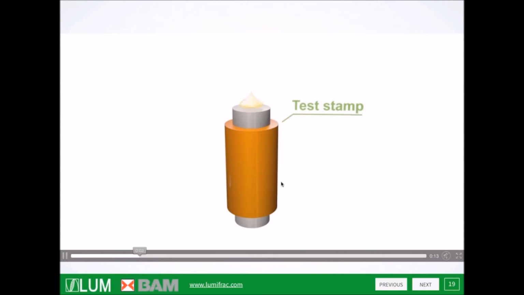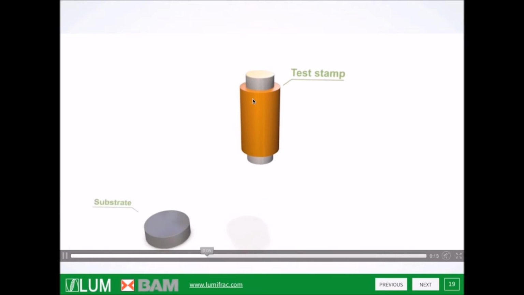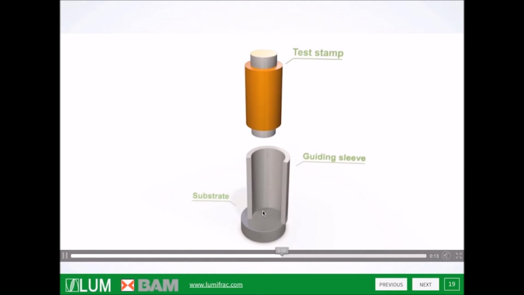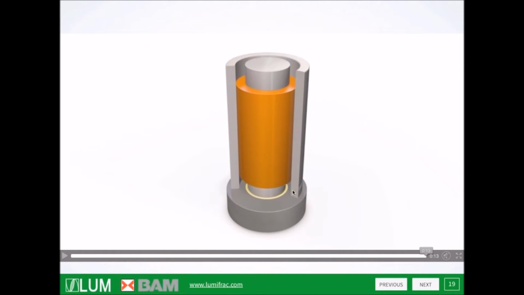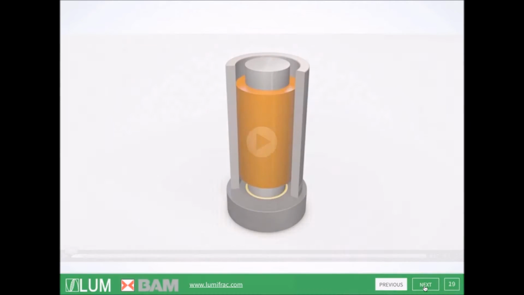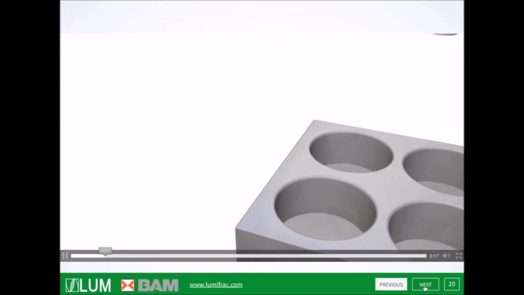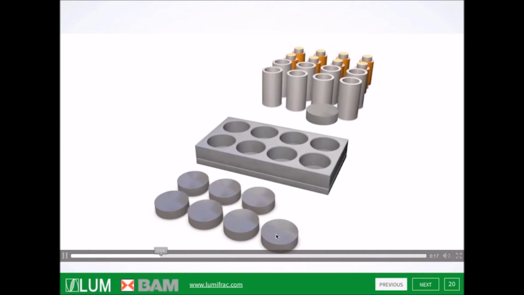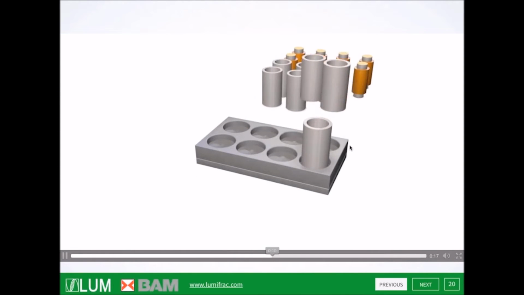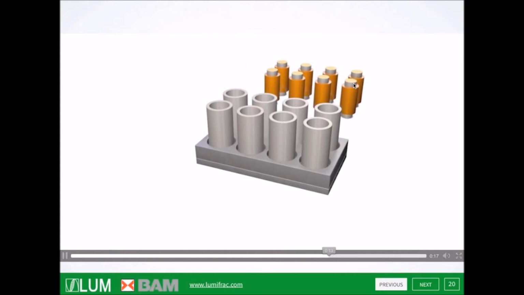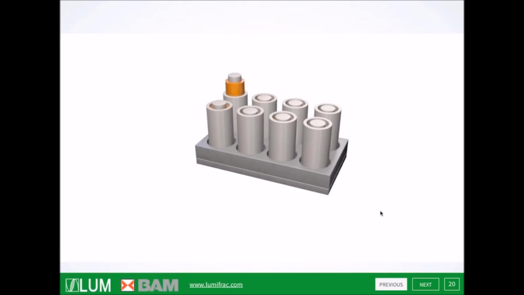So here's the animation. We have the test stem, and you put on a specific amount of adhesive. You take the substrate, you put the sleeve on the substrate, and then you just slide in the test stem with the glue, and everything is finished and you have prepared your sample. If you have several samples, then you can use the centering tool. You put in the 8 substrates, then you put on the sleeves, and finally you insert the different test stems, and so you very quickly have produced the 8 samples.